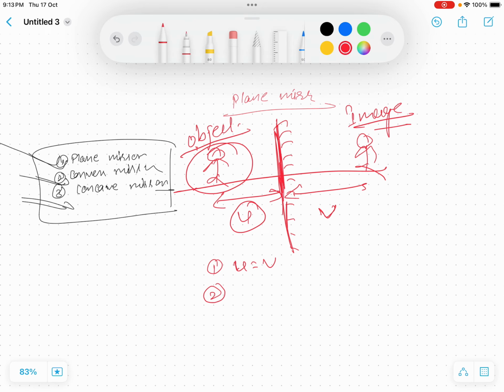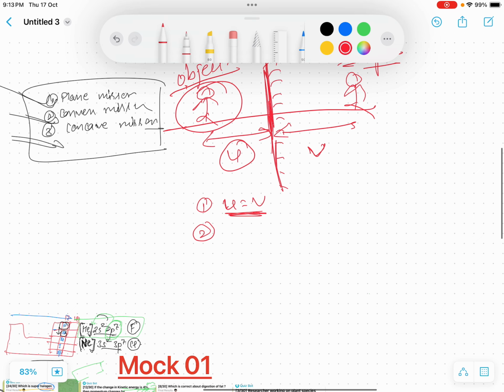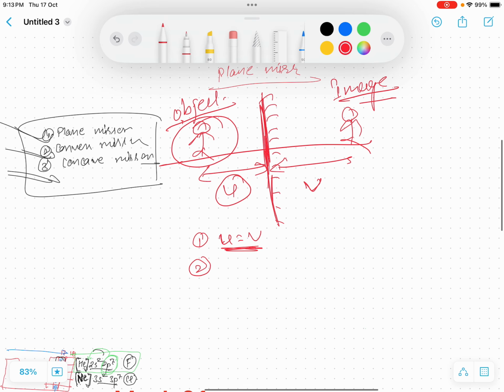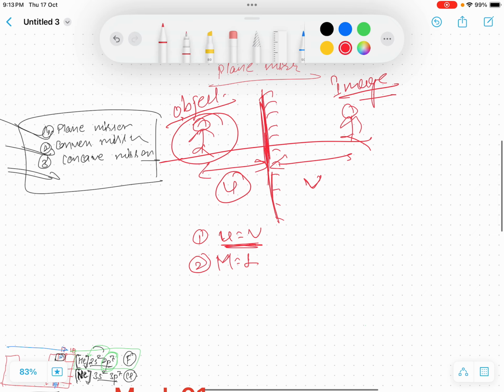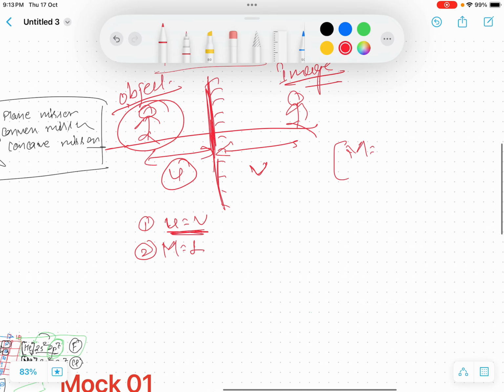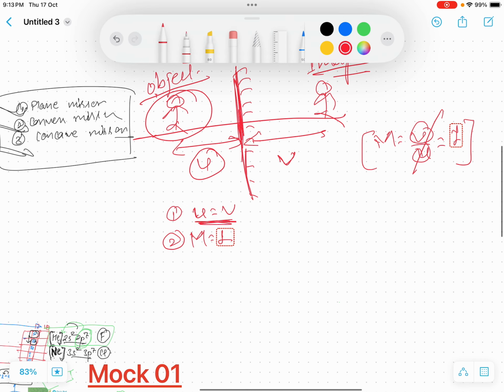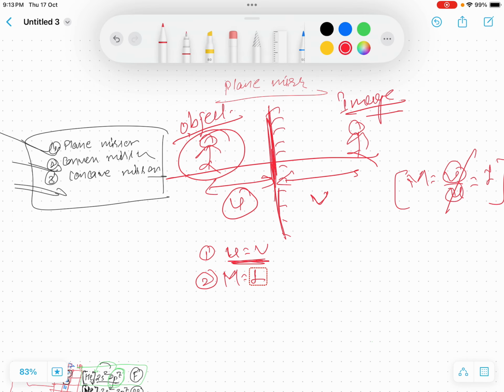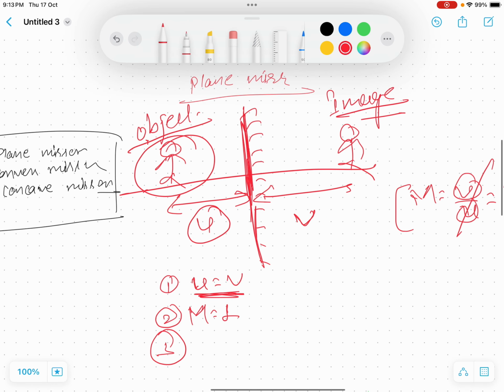Now what's the next feature of plane mirror? Since u is equal to v, magnification equals 1. How do we know? Magnification equals v by u. Since v equals u, both get cancelled and magnification becomes 1. So a question can be framed as, what is the magnification of plane mirror? We have to answer magnification is 1.